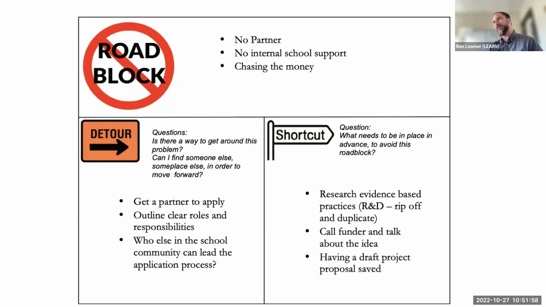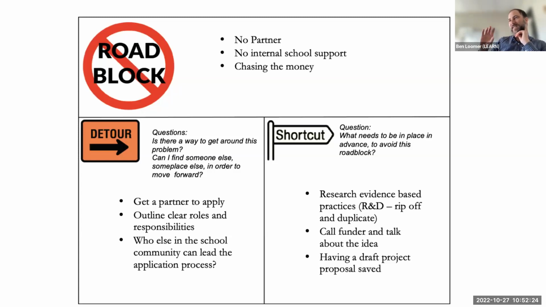Speaking of going back to the files, I found a document that I created about 5 or 6 years ago for a workshop called The Rules of the Road for Grant Writing. And I thought it would be cute to do a one-pager around things to think about. So think about the roadblock: you don't have a partner, there's no internal support, and you're chasing the money, like, don't do it.